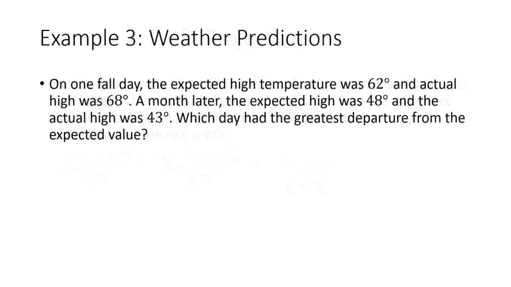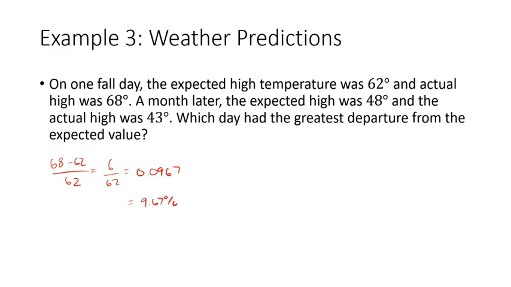On one day, the high temperature is expected to be 62 degrees, and the actual high was 68. On the other day, it was expected to be 48, and the actual high was 43. Which day had the greatest departure from the expected value? For the first day, our original value is 62, and the actual value is 68, so 68 minus 62 divided by 62. That will give us 6 divided by 62, or 0.0967 as a decimal, or 9.67%.